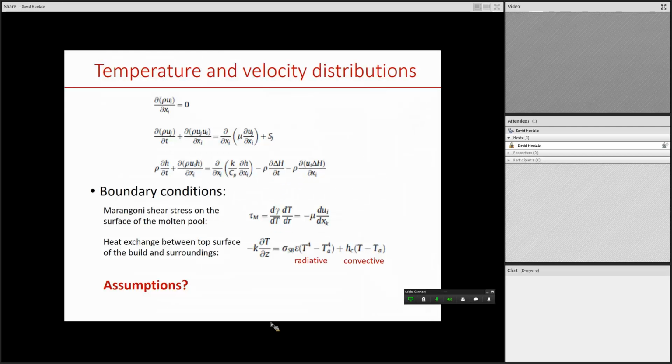So to get a transient temperature and velocity distribution, the authors actually provided these three equations of conservation of mass, momentum, and energy. And there are two boundary conditions given. One is the Marangoni shear stress, and another one is the heat exchange between the top surface and the surroundings.